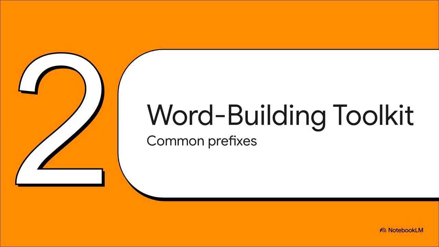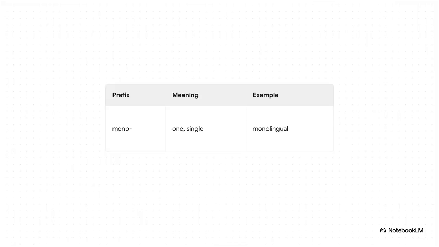All right, now that we've got the what, let's get to the how. We're going to build your very own word-building toolkit. Let's start with some of the most common ones you'll see out in the wild. First up in our toolkit is mono. Super simple, it just means one or single. So if someone is monolingual, they speak, you guessed it, one language.